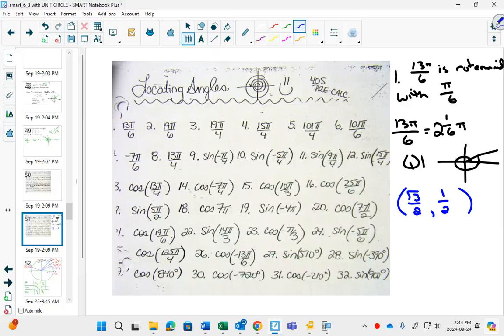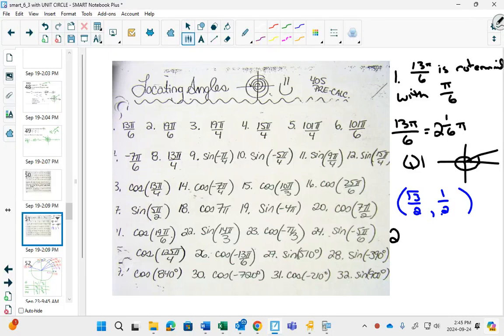So we're going to use this to figure out questions like, what is sine of 13 pi over 6? Mental math, you'd say, well, 13 pi over 6 ends in the same place as pi over 6. So I know that sine of pi over 6 is the y-coordinate, which is 1/2. So I would know sine of 13 pi over 6 is 1/2.